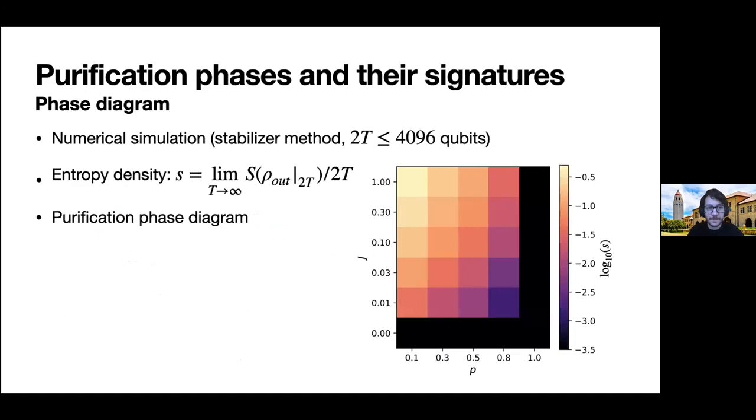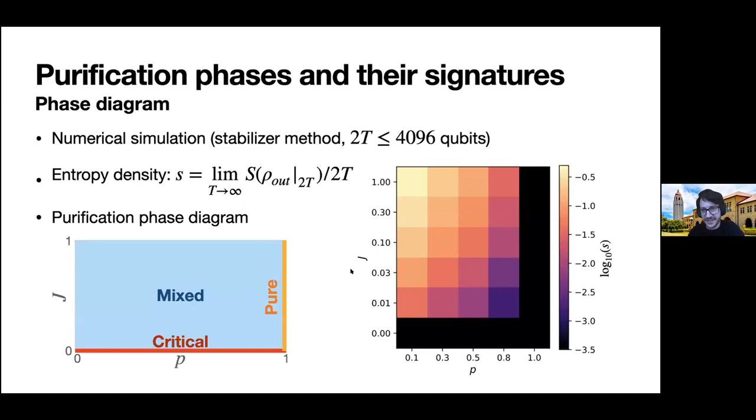And these are the results of numerical simulations using the stabilizer method up to 4,000 qubits. And you can extract the entropy density of your final state, evolved on 2t qubits, evolved for time t. And this is what we find for the entropy density. And this is quite striking. The phase diagram that this represents basically looks like this, which is a very unusual phase diagram for a measurement problem, I want to emphasize. So we have a mixed phase basically everywhere in the bulk for any measurement rate less than one and any interaction strength greater than zero.